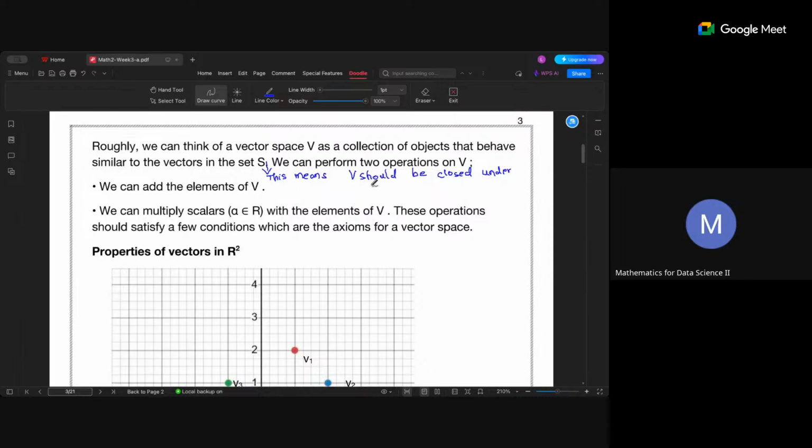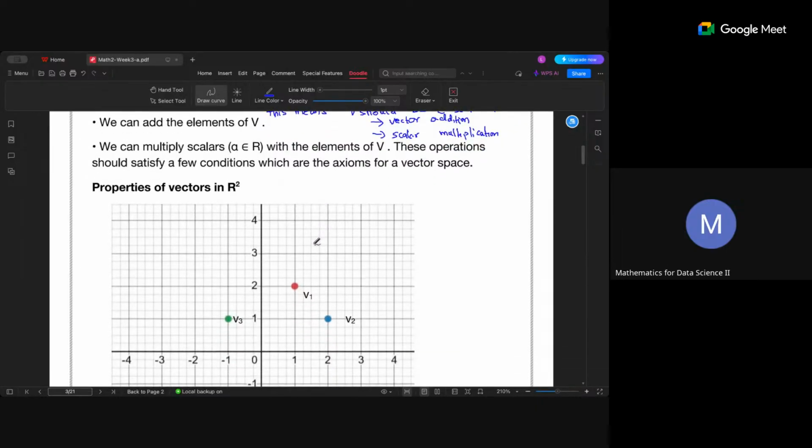What are they? The first thing is vector addition, and the second is scalar multiplication. Okay, so this is the first thing we are seeing. Also, we need some more conditions to be satisfied. Again, we will see some examples before seeing what the conditions are.